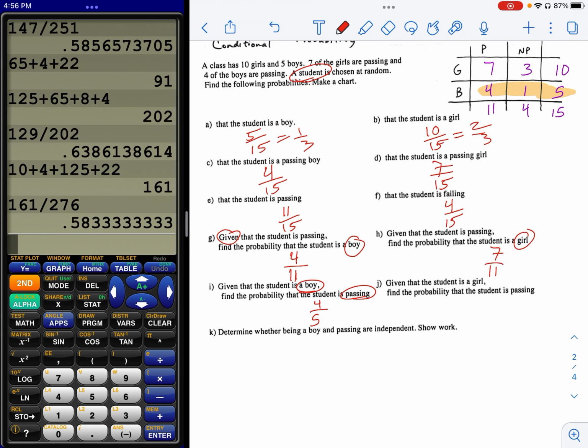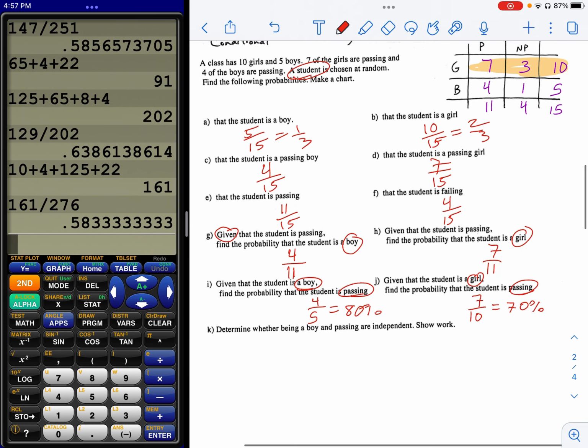Okay, the next one moves. It's just going to move my highlighted because my condition now goes from boy to girl. So now here's my condition. That's my new sample space of 10. How many of them are passing? 7 out of 10. So you could look at this and go, oh, 80% of boys are passing. And in this group, only 70% of girls are passing. So you could compare in that way.